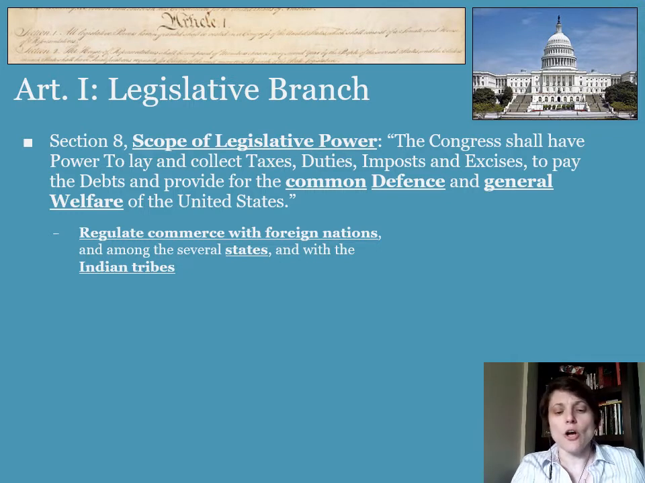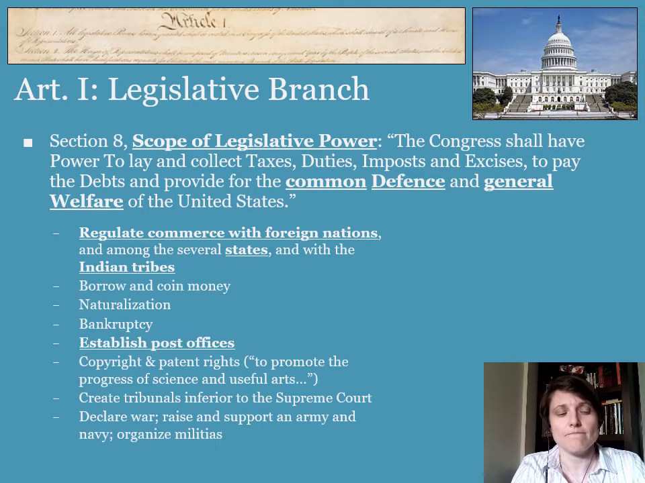Section 8 includes other grants of congressional authority, including regulating commerce with foreign nations, as well as with the states, and with Native American tribes. The clause about regulating commerce is really important for 2 reasons. One, it sets up Congress's Commerce Clause power, which we're going to discuss later. And 2, it recognizes that the states and Native American tribes have their own sovereignty, since the clause puts them on equal footing with foreign nations.